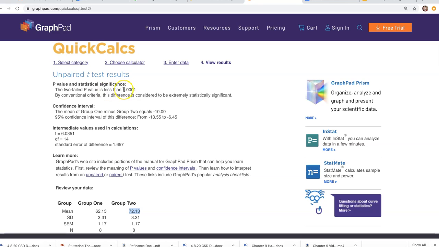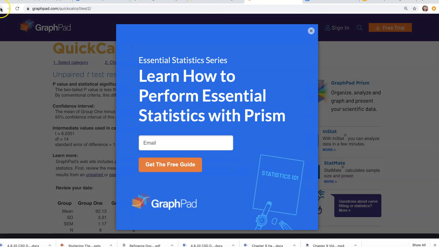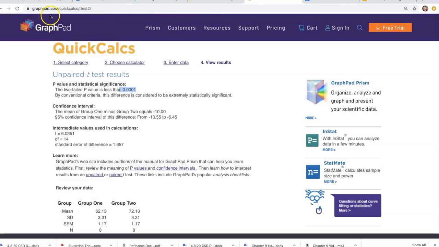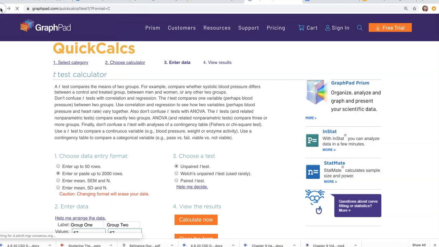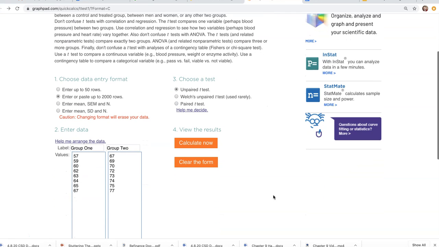So let's go here. So we got a p-value of less than 0.0001, right? So by conventional criteria, this difference is considered to be extremely statistically significant. So we have significant differences now between our two groups, right? So we can say, yay, we have significant differences. Okay.